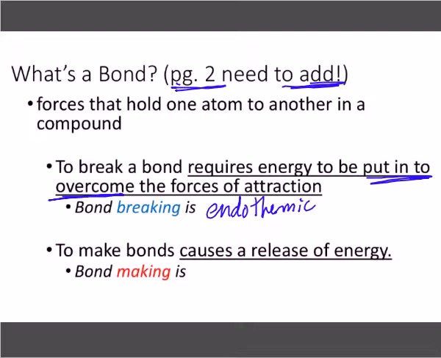If you make a bond, you take 2 elements, they come together, you release energy. So what would that be? Yeah, bond making is exothermic. Really, guys, the big thing, if you just put exothermic and endothermic, that's the big idea you need to add. You don't have to add every single word up here. All right, bond breaking is endothermic, bond making is exothermic.